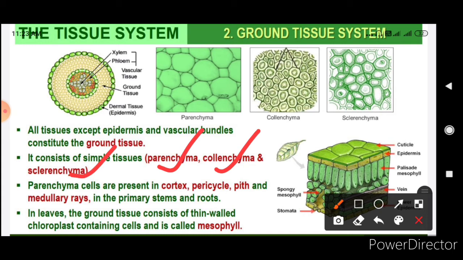Parenchyma cells are present in cortex, pericycle, pith and medullary rays in the primary stems and roots, and in leaves the ground tissue consists of thin walled, chloroplast containing cells and is called mesophyll. So the ground tissue consists of simple tissues like parenchyma, collenchyma and sclerenchyma.